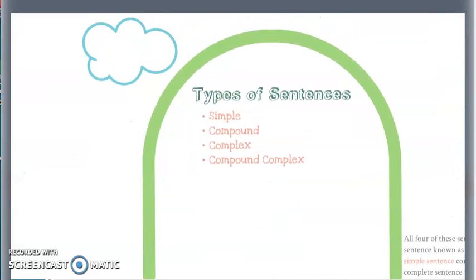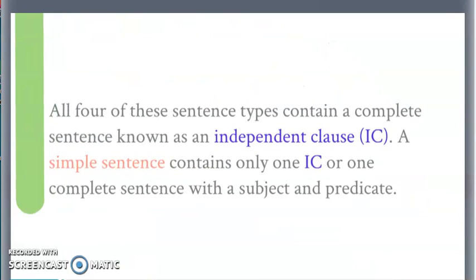So what are the types of sentence according to structure? These are simple, compound, complex, and compound complex sentences. All 4 of these types contain a complete sentence known as independent clause. A simple sentence contains only one independent clause, or one complete sentence with a subject and predicate. It can stand on its own.